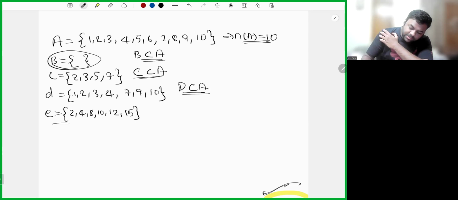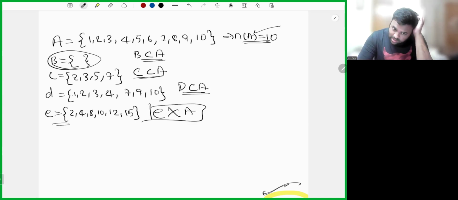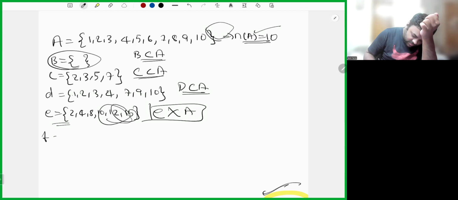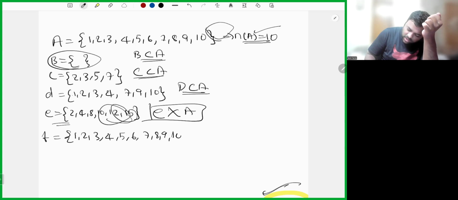Can I say E is a subset of A, my dear friends? No, there is no relationship between E and A. You can't tell what relationship there is between E and A, because here you are having 12 and 15. There is no 12 and 15 here. To become a subset, it should have a few elements or all the elements. Next, F is 1, 2, 3, 4, 5, 6, 7, 8, 9, 10. That's a few or all elements. So F is a subset of A.